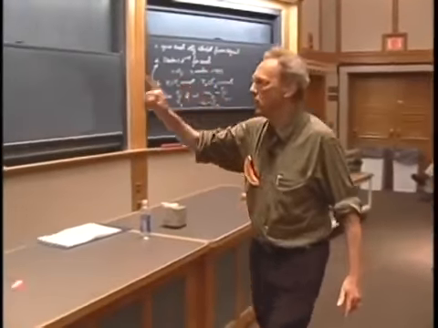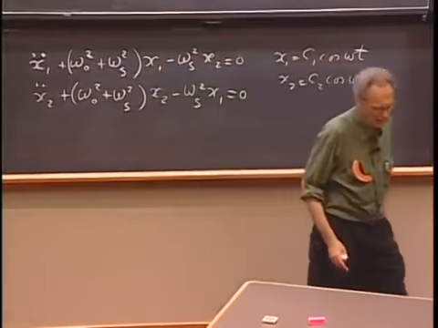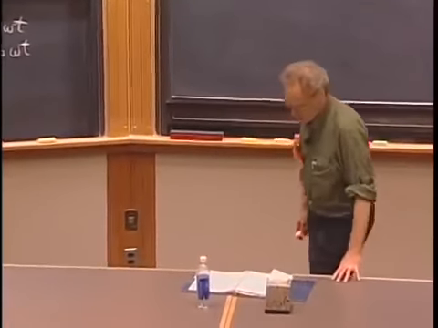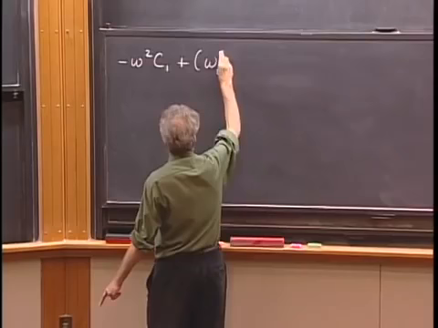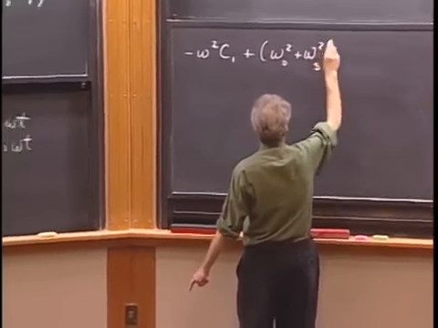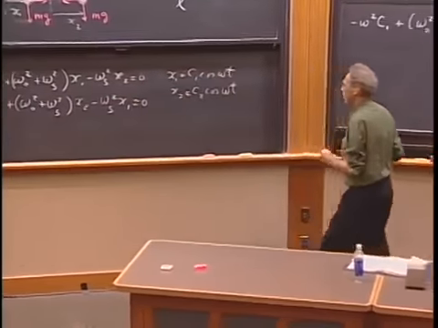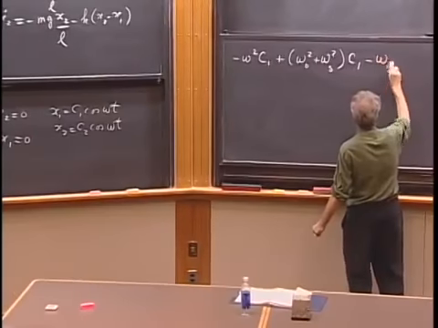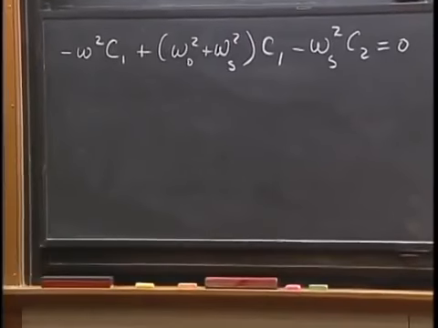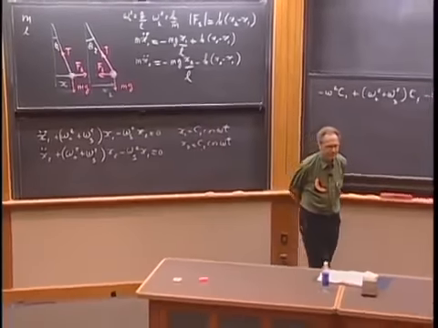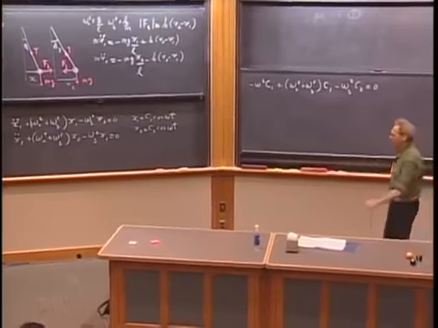Every term that you're going to have in here will have a cosine omega t in it, so I'll leave the cosine omega t already out now. So I get minus omega squared c1. Then I get plus omega 0 squared plus omega s squared times c1, that is this term, minus omega s squared times c2 equals 0. Because remember, x2 has the c2. Am I going too fast? Beautiful. So I go to the second one.